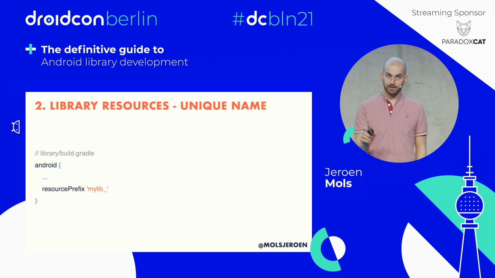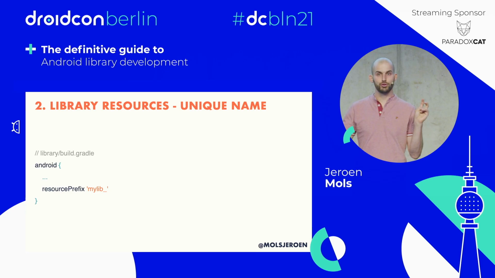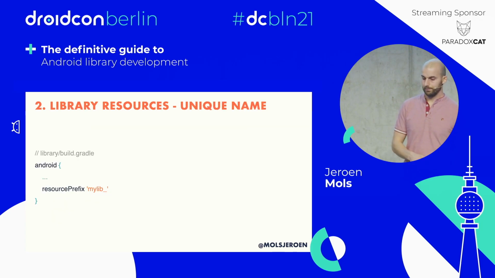There's a configuration in your build.gradle file where you can say, hey, this is the resource prefix I want to have. But this just gives Android Studio a hint: if a resource doesn't have this prefix, it's going to show a warning, but that's it. So it doesn't enforce this. It only works in Android Studio. So yeah, that's it about resource names.